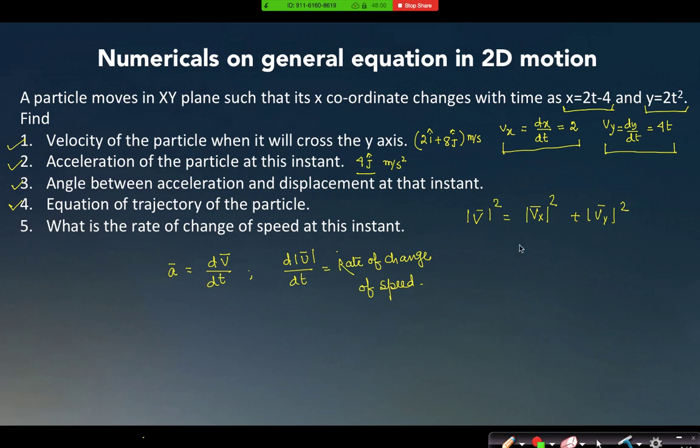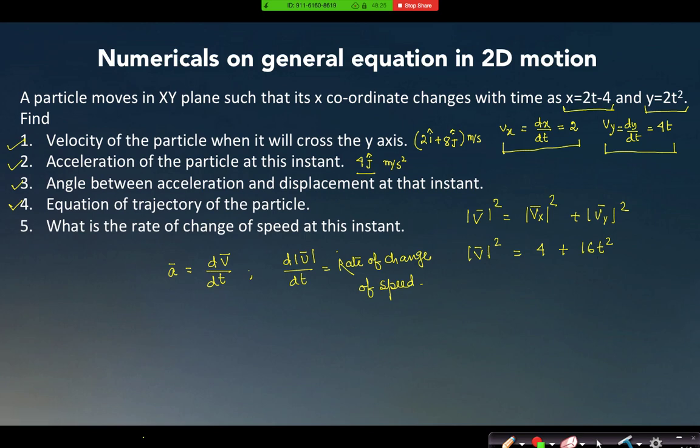So that is the equation that I was talking about. Now if I differentiate this equation with respect to time, then what will I get? First write down the equation. What is Vx? It is 2, which is a constant. So it is 4 plus Vy square, which is 16t square. Can you see mod V square equals 4 plus 16t square?